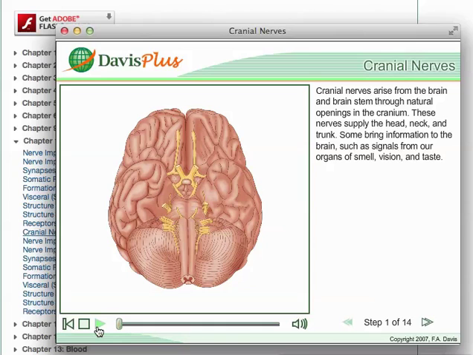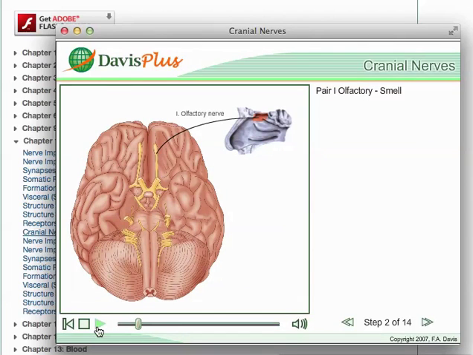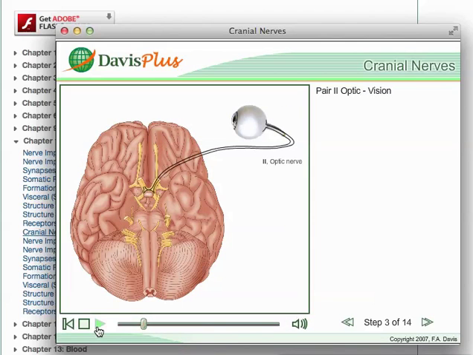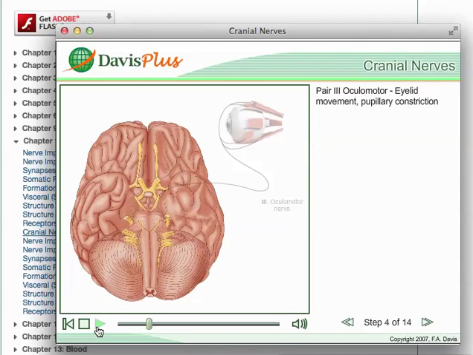Cranial nerves arise from the brain and brain stem through natural openings in the cranium. These nerves supply the head, neck, and trunk. Some bring information to the brain, such as signals from our organs of smell, vision, and taste. Pair 1, the olfactory nerve. The olfactory nerve controls the sense of smell. Pair 2, the optic nerve. The optic nerve controls vision. Pair 3, the oculomotor nerve. The oculomotor nerve stimulates eyelid movement and pupillary constriction.